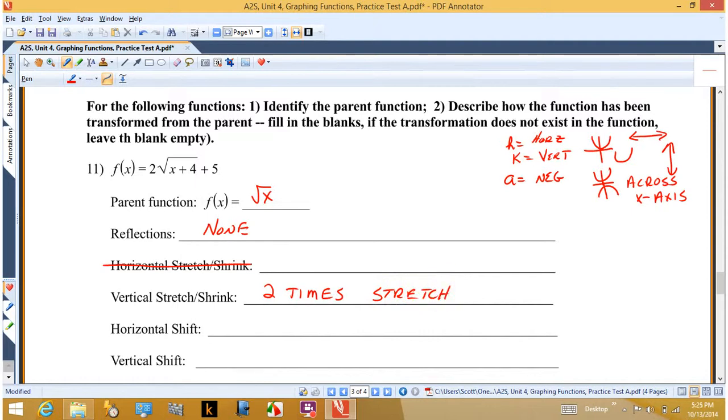A horizontal shift, that would be going left and right. That's the x. We could see that in this case h is equal to -4. So horizontally this is going to go 4 to the left. And vertically that would be the k. It's going to go up 5. Okay, that's that one. Let's go to the next one.